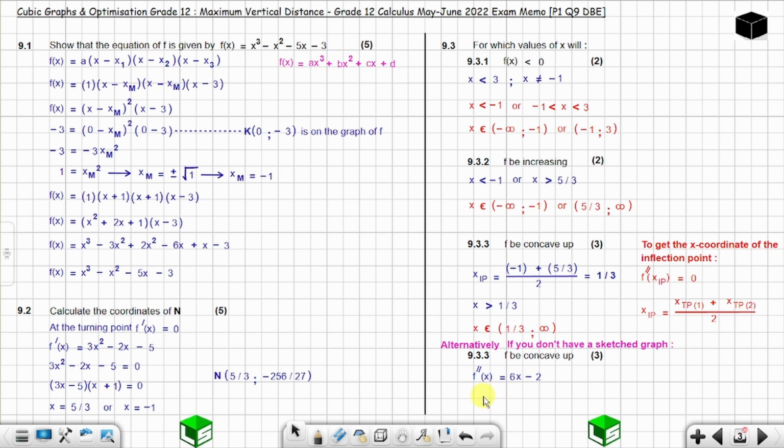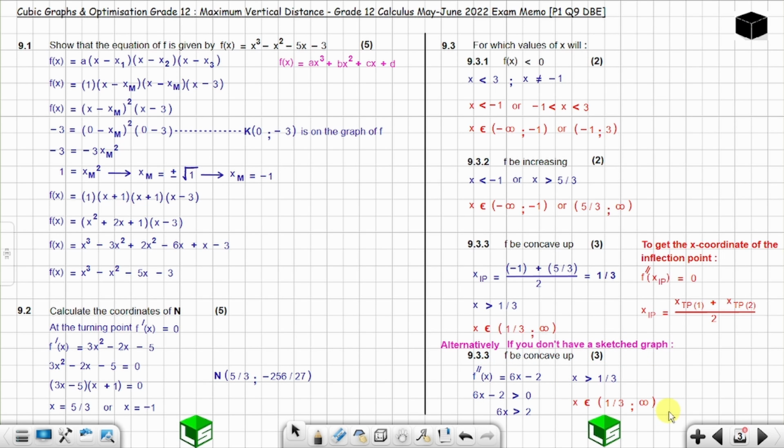You are going to take the second derivative, you make it greater than 0. If you are requested to find where the graph is concave down, you are going to take the second derivative, you make it less than 0. And then you can now solve for the inequality. So you have 6x greater than, you take this to the right, greater than 2. You are going to divide by 6 on both sides, you have x greater than 1/3. You can also give your answer like this, as we did here. So two options. You can use this method if you don't have a sketched graph.